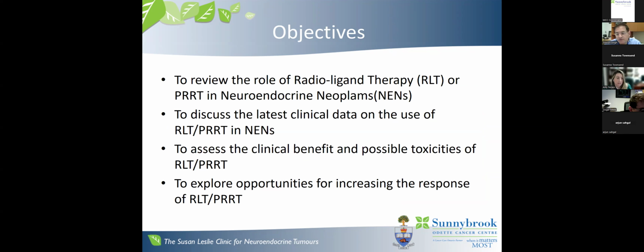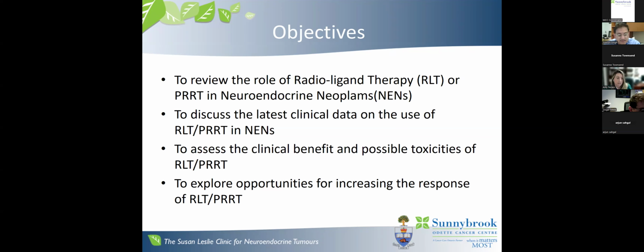Okay, so our objectives today, when we think about radioligand therapy, I'd like to review the role of radioligand therapy or PRRT. The reason I use the term radioligand therapy a bit more is PRRT stands for peptide receptor radionuclide therapy, and there's some non-peptide radioligand therapy starting. So the RLT term is a little bit more inclusive, specifically in the role of neuroendocrine neoplasms.